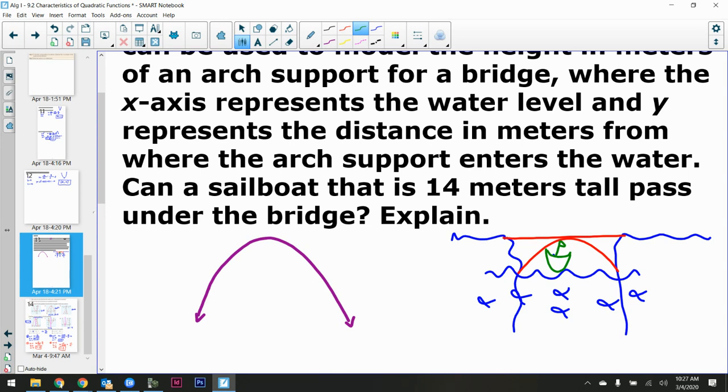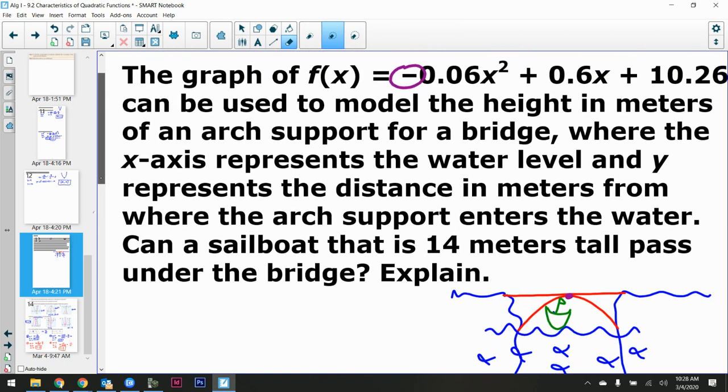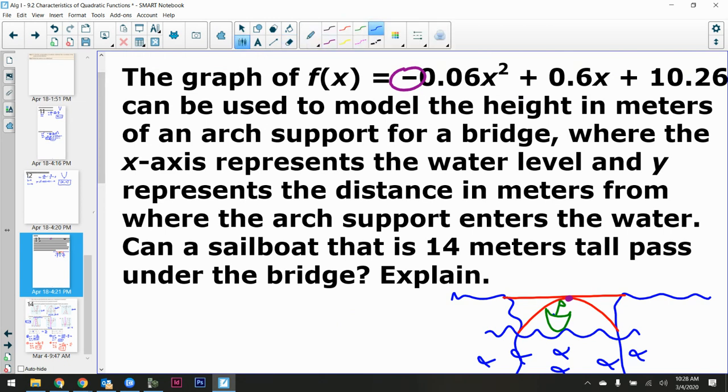How do I know whether it's going to go through? What do I need to calculate? I need to calculate this coordinate of the parabola to see how tall it is, right? What is that coordinate called? The vertex. Do we know how to calculate a vertex? Yes, we've just done it 3 times, so let's do it. Okay, so let's calculate the vertex. So the first thing that I need to do is identify A, B, and C values. A value is negative 0.06. B value is 0.6. Be careful there. And C value is 10.26.